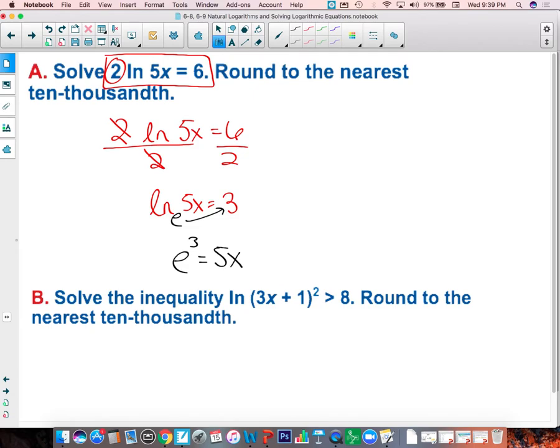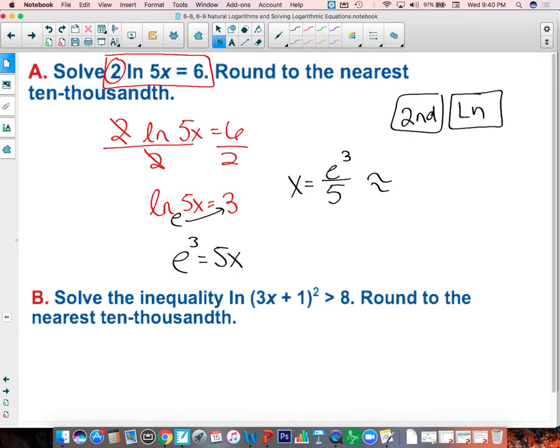Now I'm just solving for x here, so I divide both sides by 5. So I get x equals e to the 3rd power over 5. And then I would just punch that in my calculator. So find that natural log button, so you press second, and then that ln button, because that's going to give me the e to the x, and then I do 3.